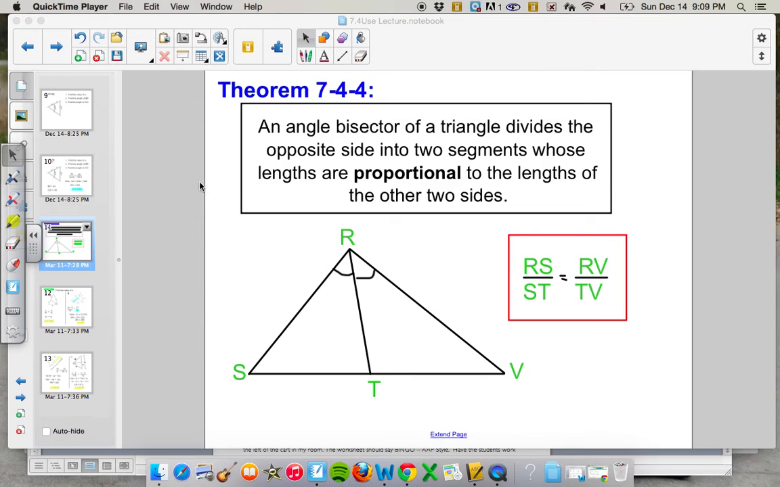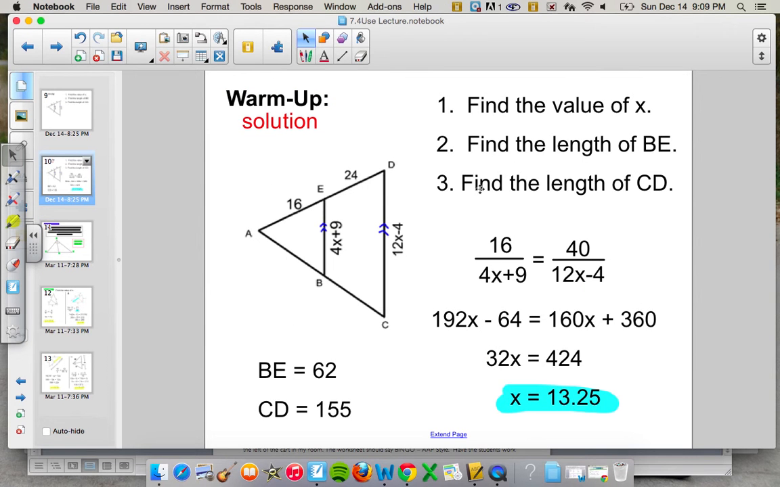Here is the solution of the warm-up. If you want to find the value of x, remember when you split these triangles up, you're going to have 16 over 4x plus 9 is equal to 40. That's the whole side length. You have to add 16 and 24 together, divided by 12x minus 4.